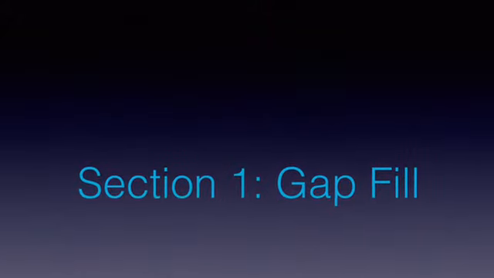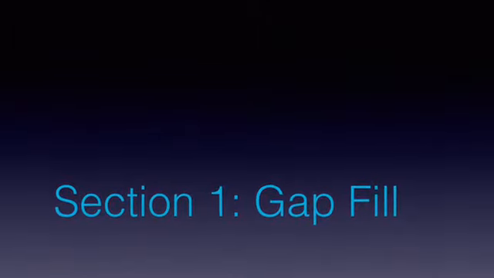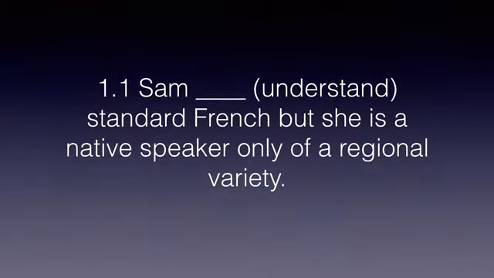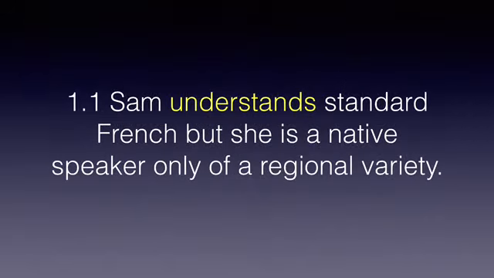Section 1 is the gap fill. You have to change the form in brackets, American English parentheses, to the correct form in terms of tense, aspect, futurity, voice, and verb patterns. This section is entirely about accuracy. We've started with a very easy one. A strange sentence, I must admit. So here you have present simple, state verb.